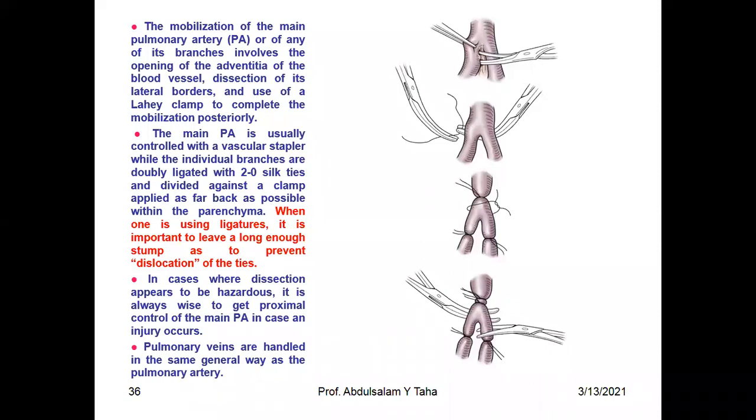And pulmonary veins are handled in the same general way as the pulmonary artery. These principles will be better understood in the next lecture when we speak about specific types of pulmonary resections, when we go and speak about pulmonary lobectomies one after the other, and the upper lobe removal, middle lobectomy, lower lobectomy, etc. You are going to understand these tips in a better way.